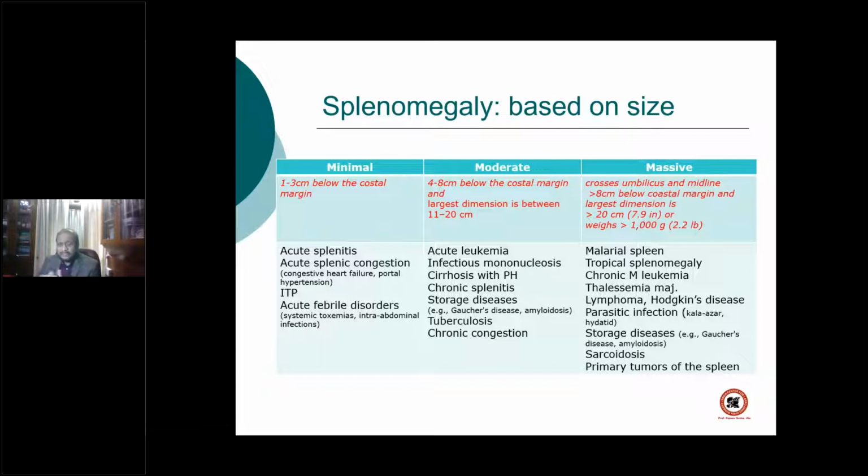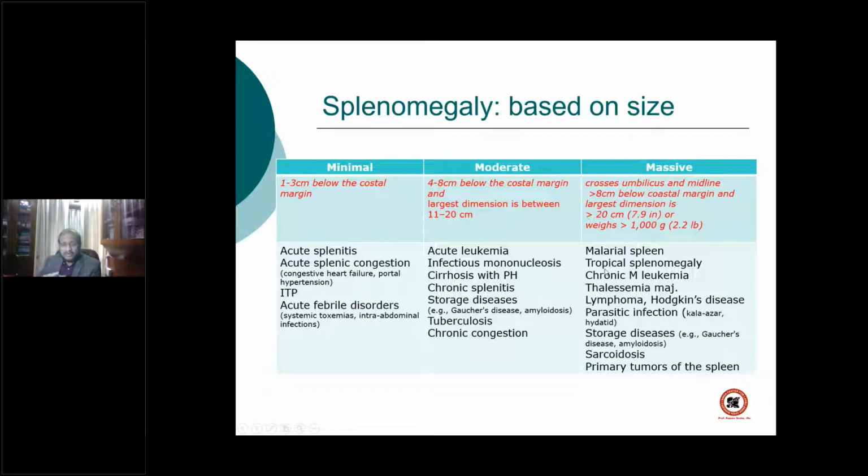And how does it help you? It basically helps you because there are definite causes for a minimal or a mild splenomegaly, for a moderately enlarged spleen, or a massively enlarged spleen. And you have the causes listed out here. I'm not going to read them out for you. You can just have a look at these causes.